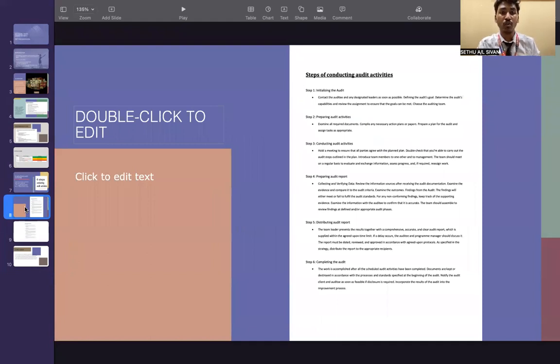So next we're going to look at the steps of conducting audit activities. So step number 1 is initializing the audit. So contact the auditors and any design leaders as soon as possible. So next was preparing audit activities, conducting audit activities, preparing the audit report after the audit was done so that we know what's going on and what the organization should see. Next was distributing the audit report to the fellow authorities and completing the audit.